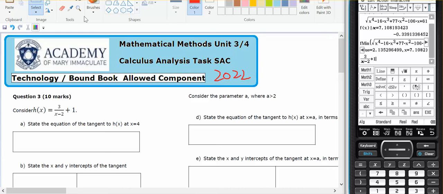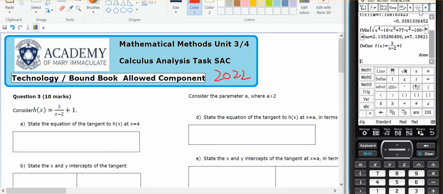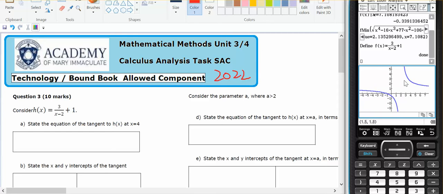Okay, this is for Mathematical Methods question number 3. We have this hyperbola. I've entered it here on my calculator. I'm now going to define it, and if I have a look at it, okay, so we have this. Zoom, previous, and maybe I just move it over a little bit. Okay, so find the equation of the tangent at x equals 4.